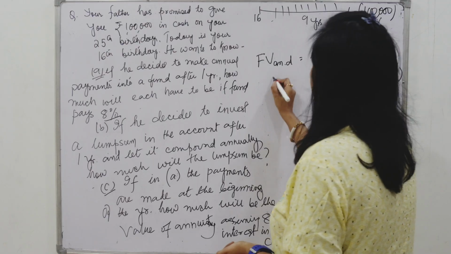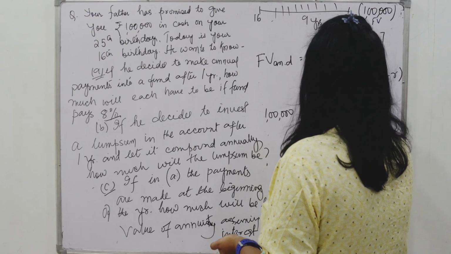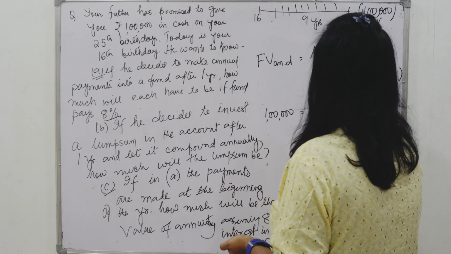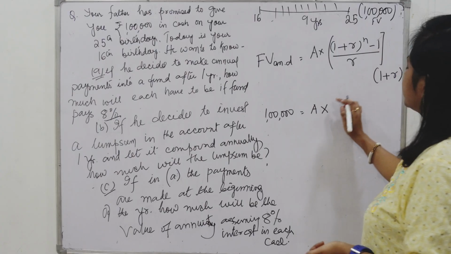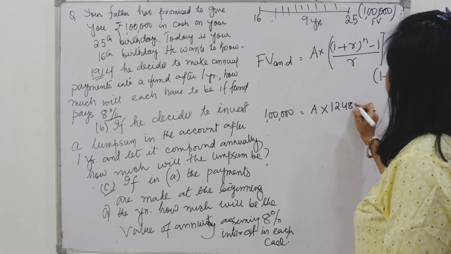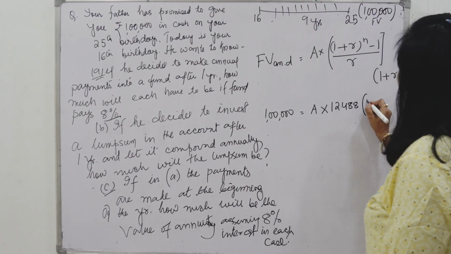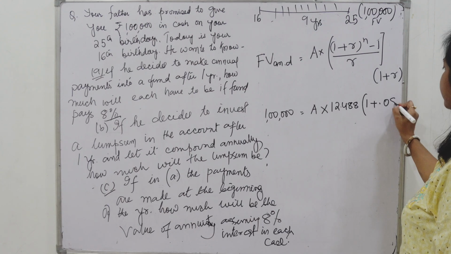So let's find out future value is 1 lakh. We know this part, we have already calculated this part, A into, if you remember the last part that we have calculated, so this was 12.488 if I remember, and then this one is 1, this is extra we are doing, 0.08.